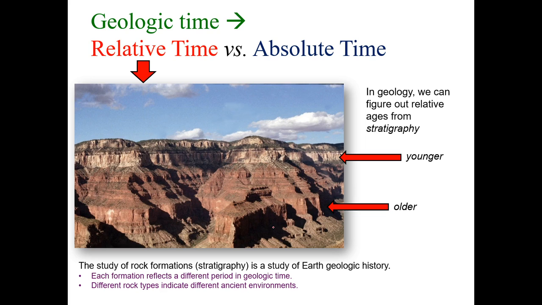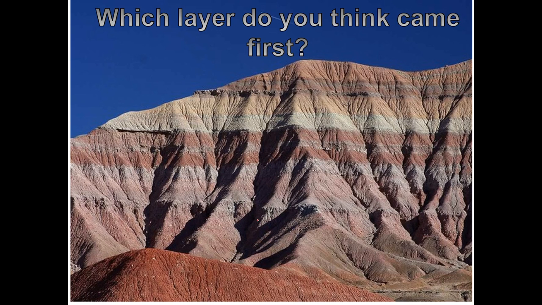So, for example, we know that rocks on the bottom are generally older than the rocks on top. The rocks on the bottom got laid down before the rocks on top, because things always get laid down horizontally. Things get deposited one on top of the other, almost like if you stack up a pile of newspapers or something like that.